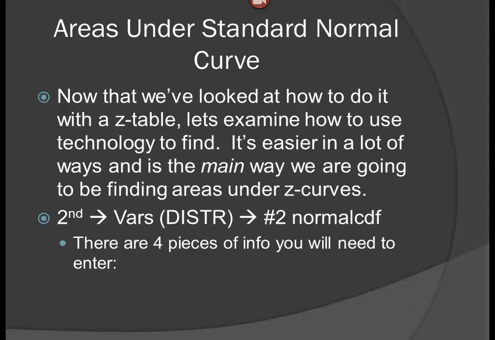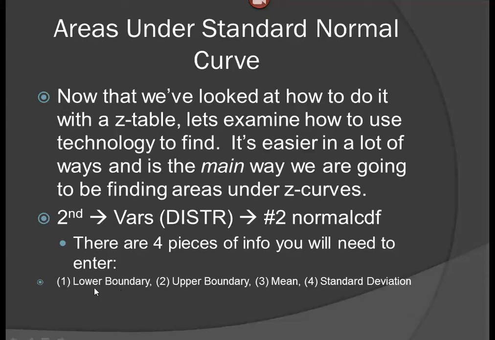There are 4 pieces of data that you're going to need to enter into your calculator once you've hit that. Either it'll take you to a different screen where it has 4 different categories for you to fill in, or it's just going to write normalcdf with an open parenthesis. We need to put in the lower boundary of the area we're after and the upper boundary of the area we're after, meaning the left-hand boundary for lower and the right-hand boundary for upper. So you can think lower is left, upper is right. And then we want to put in the mean of the distribution and the standard deviation of our distribution.